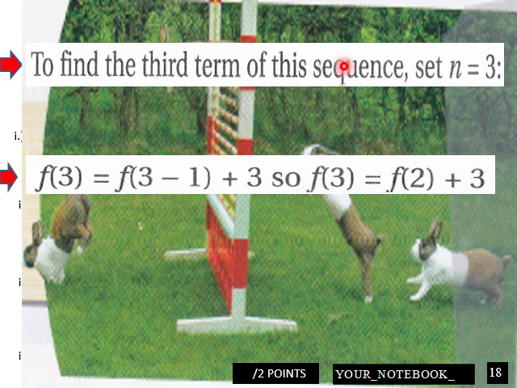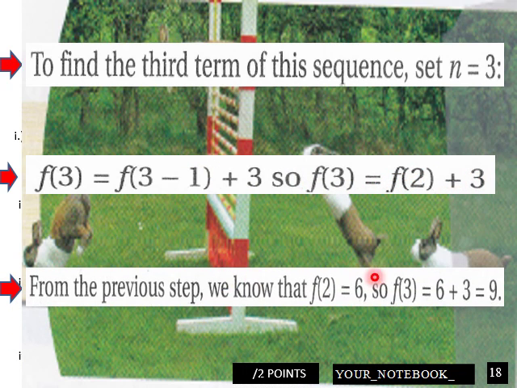To find the third term of the sequence, set n equals 3. So f of 3 equals f of 3 minus 1, plus 3. So f of 3 equals f of 2 plus 3, and from the previous step we know that f of 2 equals 6. So f of 3 equals 6 plus 3, which equals 9.